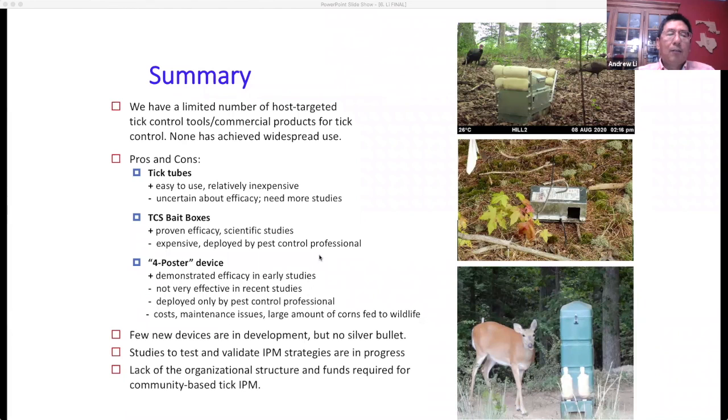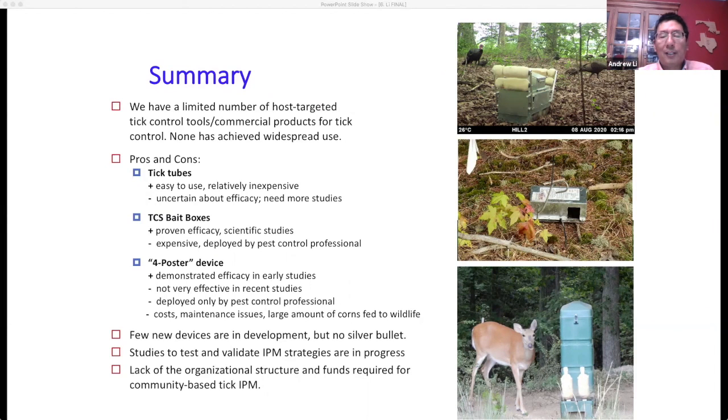So, there are a few new treatment devices in development that I mentioned, but do not expect any one of them to be a silver bullet, because this is a complex system: the deer tick ecosystem, life cycle, whatever. But any new products that can help improve our control and increase control efficacy are all welcome. As I mentioned, the studies to test the validated IPM strategy are in progress.